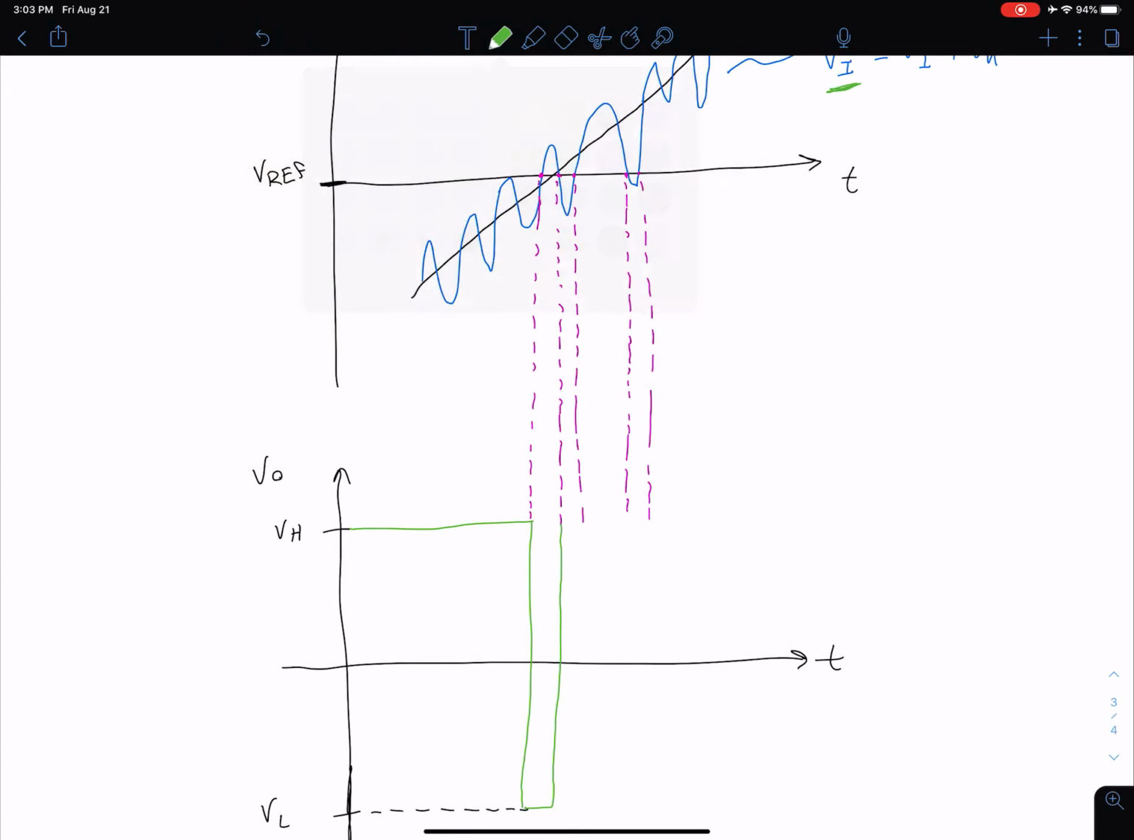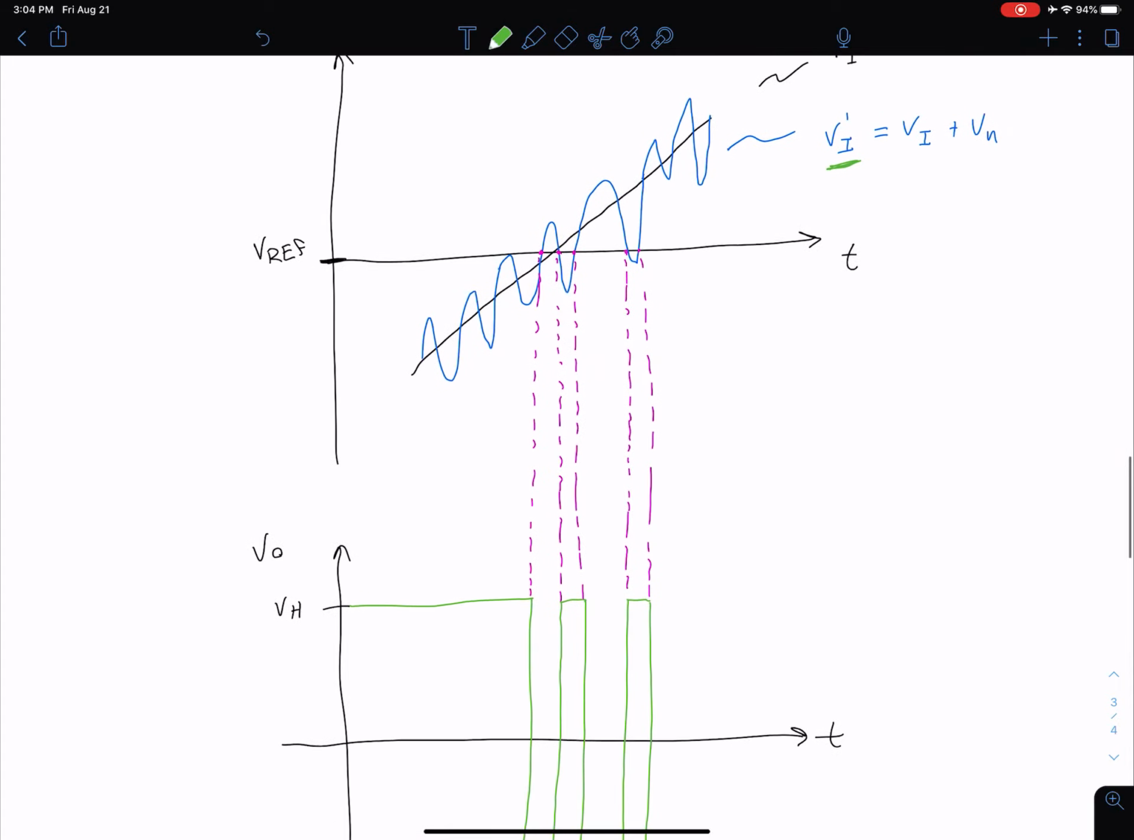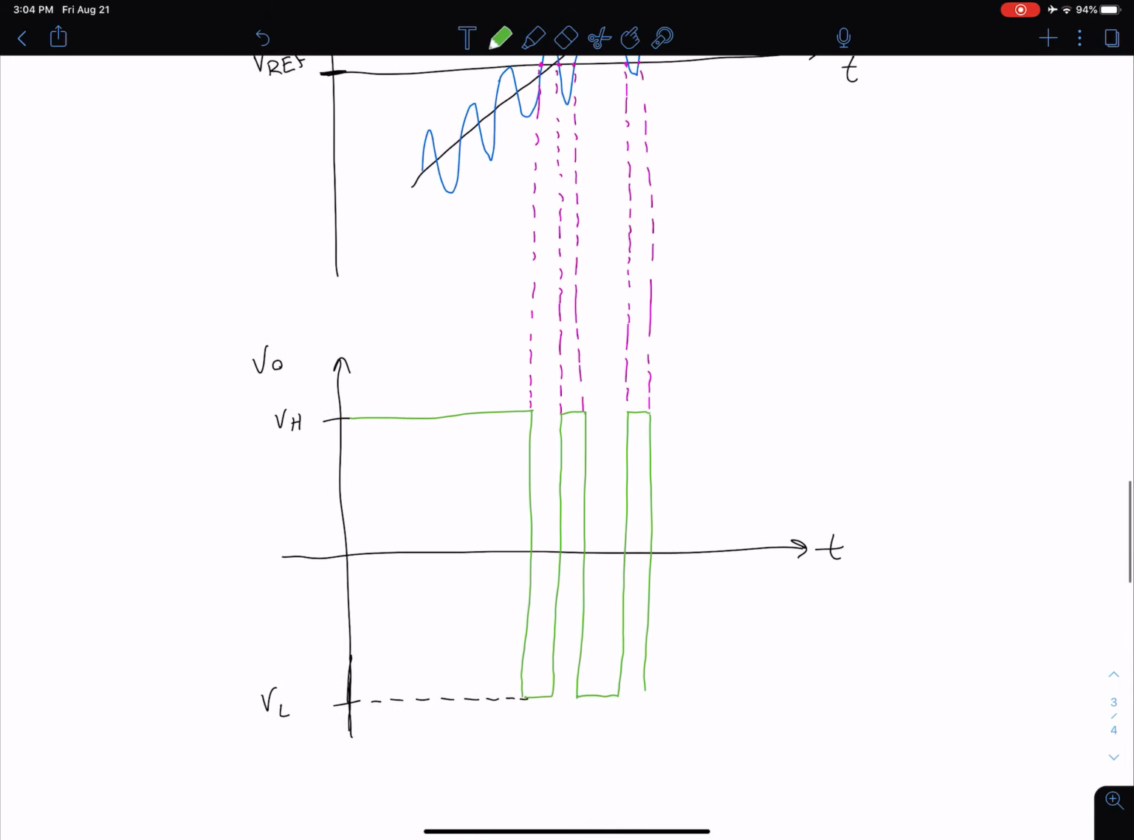Okay, so let's just fill this in and then we'll talk about what this actually looks like in terms of our output. So here we would transition to low, and then at this point we would transition to high, and then at this point we would transition to low, and beyond that point we're always above Vref, at least for what we've shown, so our output stays low.